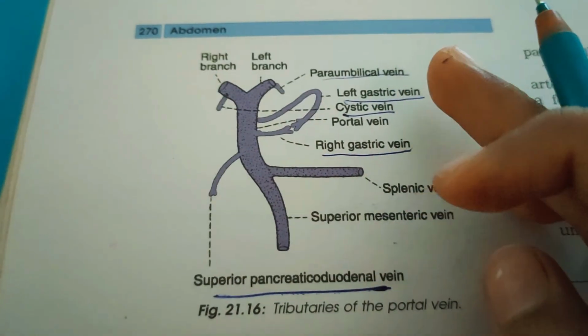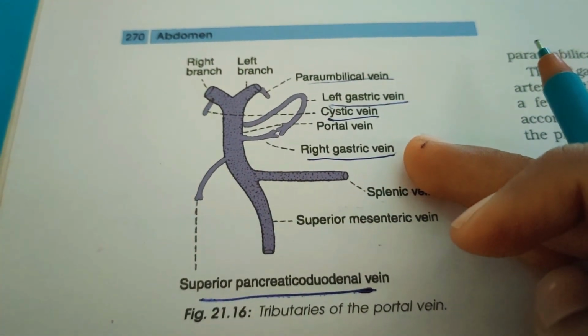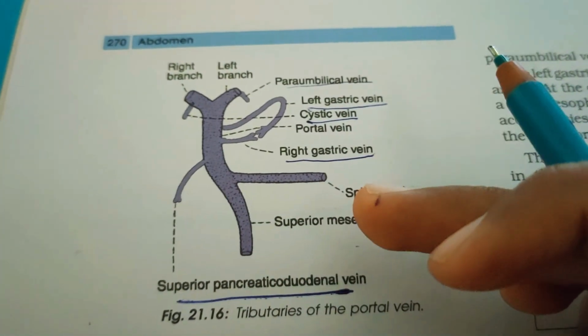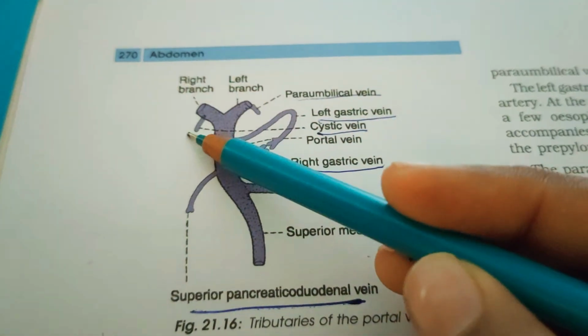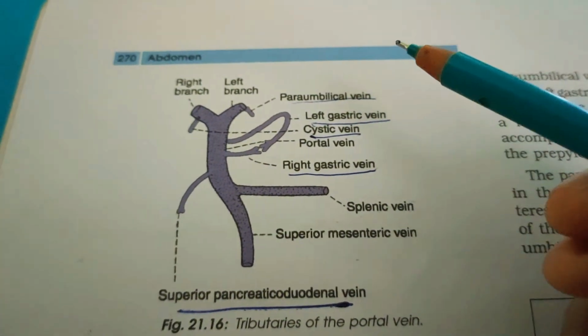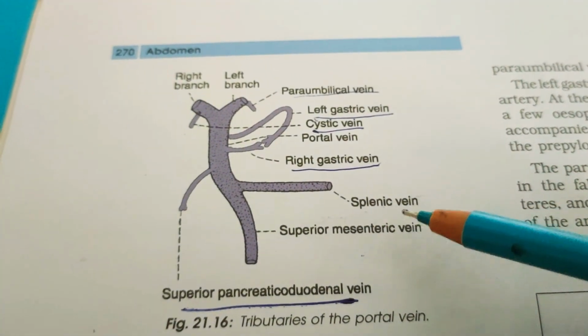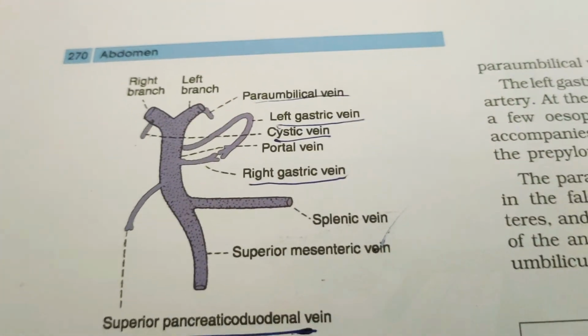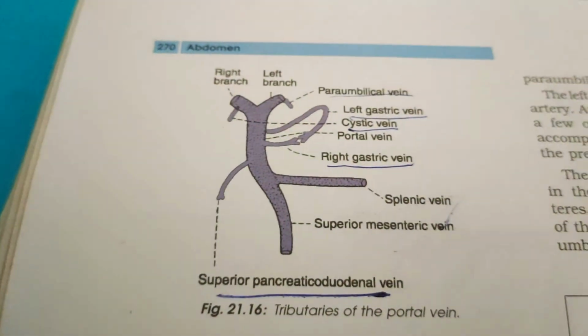So the tributaries are the left and right gastric veins. After that, remember the superior pancreatico-duodenal vein. After that, the cystic vein goes into the right branch, the para-umbilical vein goes into the left branch, and of course the splenic and superior mesenteric veins we know. So these are the different tributaries of portal vein. By this we have completed portal vein.